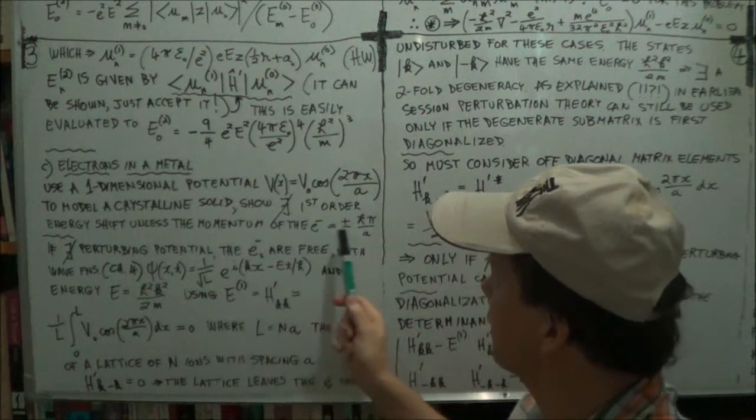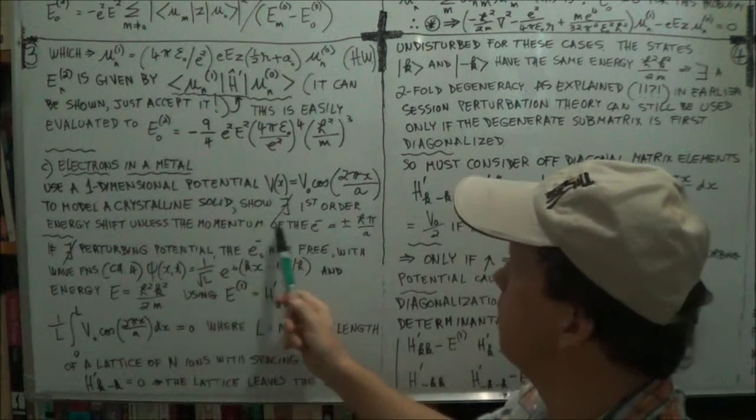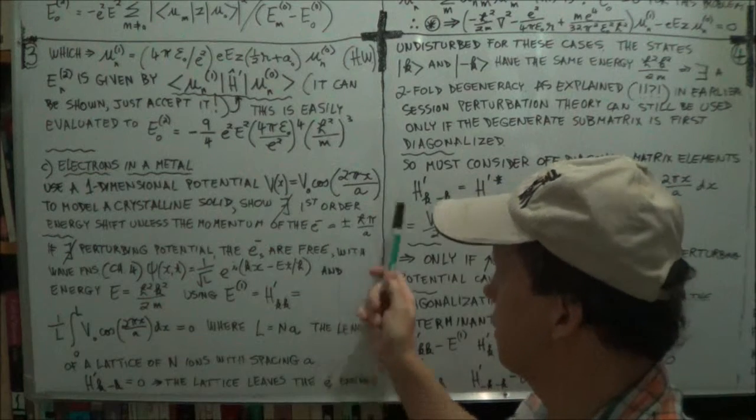Now we have to talk about this exception, unless the momentum of the electron is this. So where does that come from?